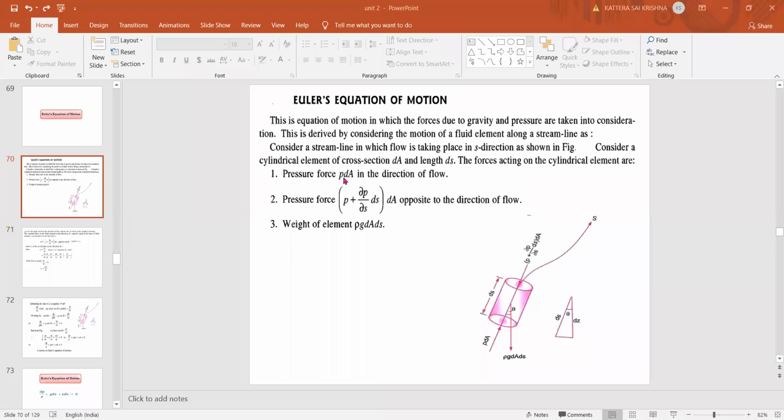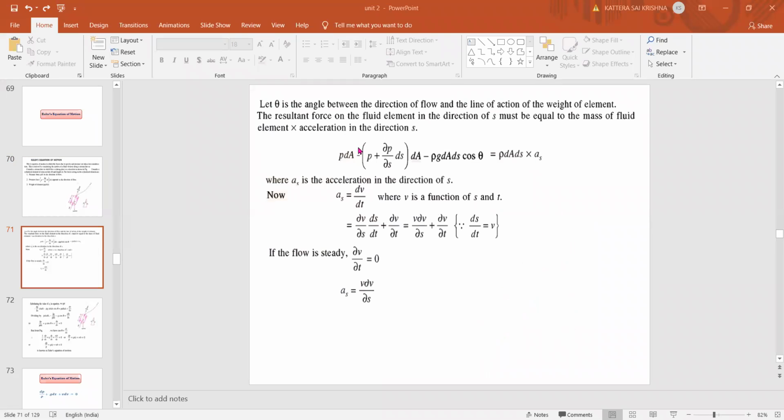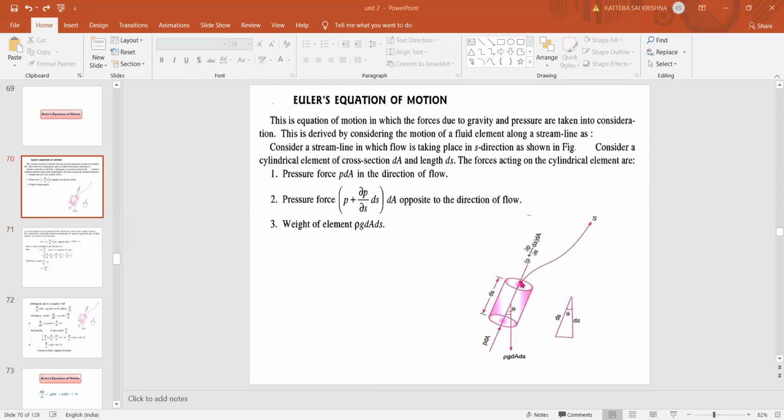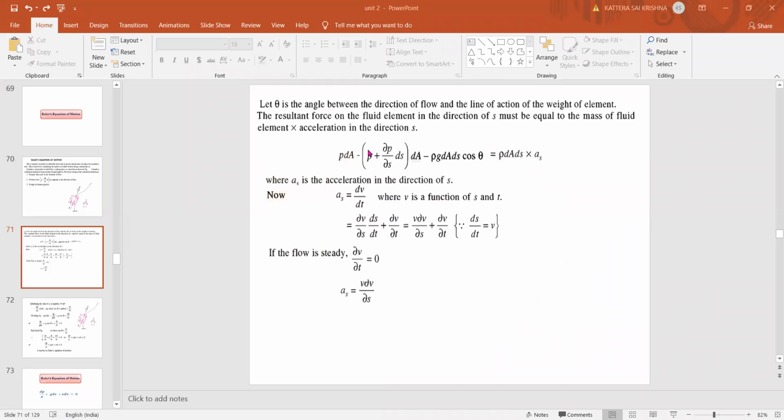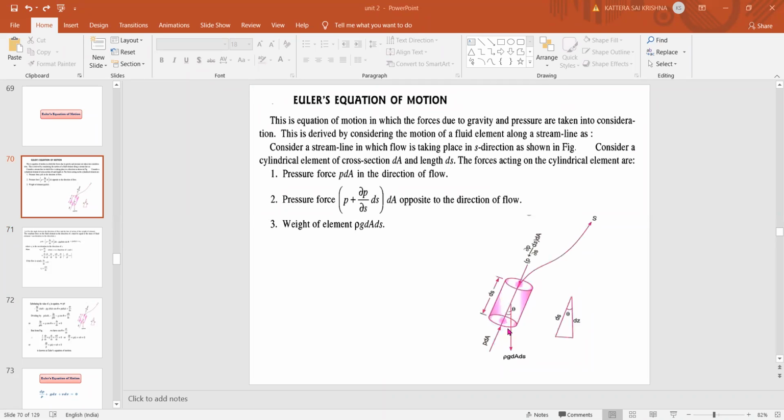So what are the forces? First one, we have the pressure force P dA in the direction of flow. With respect to this, I am considering the flow direction as the x-axis. So first we get P dA, and the opposite force is minus of (P plus dou P by dou S into ds) dA. Next, along the direction we need to consider the weight.